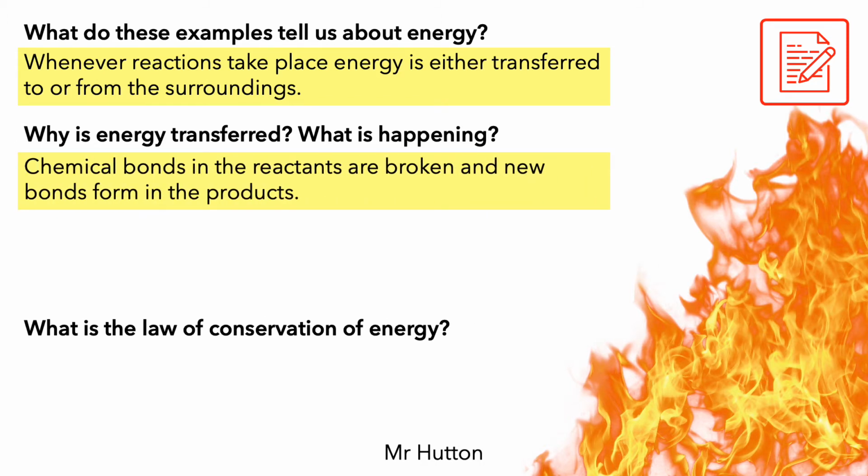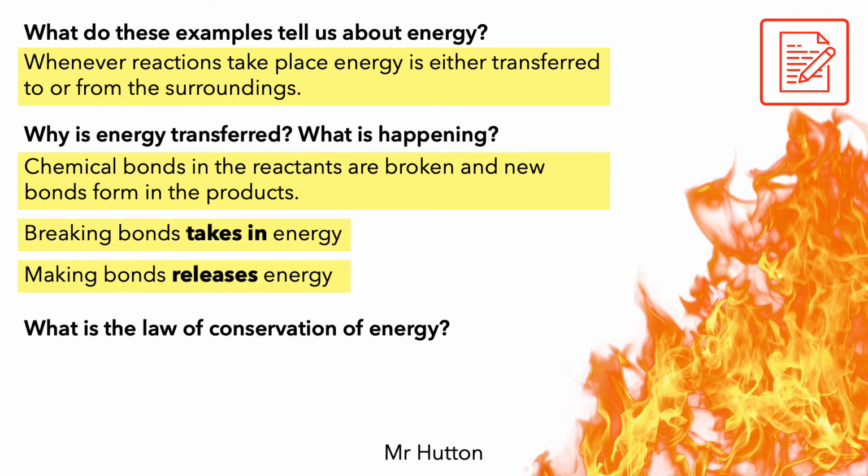Chemical bonds inside our reactants have to be broken down in order to form the products. So chemical bonds in the reactants are broken, and then new bonds form in the products. But why does this lead to an exchange of energy? Well, breaking bonds actually takes energy in. Energy is required to break those bonds. But when the new bonds are made, they release energy.